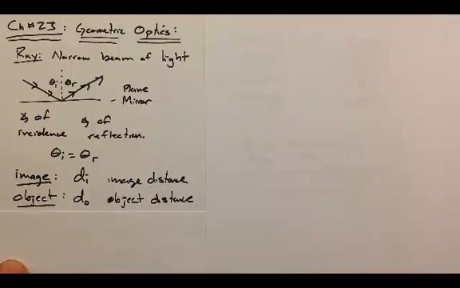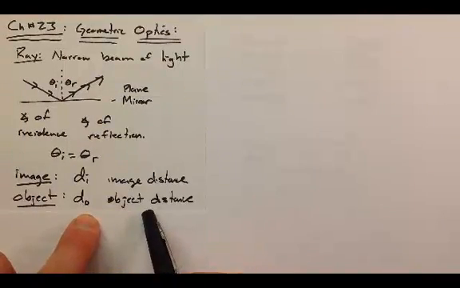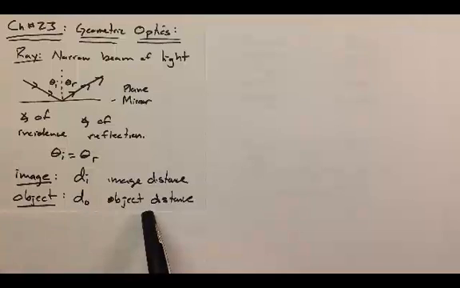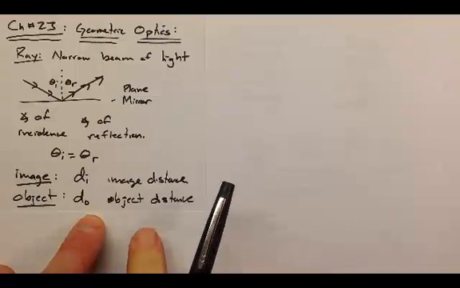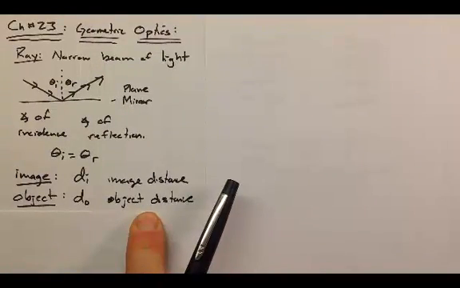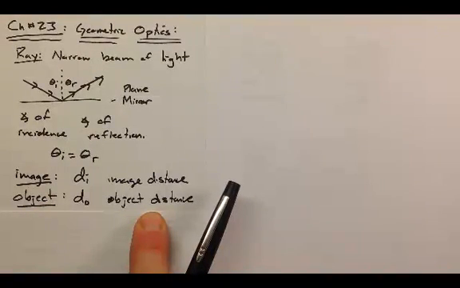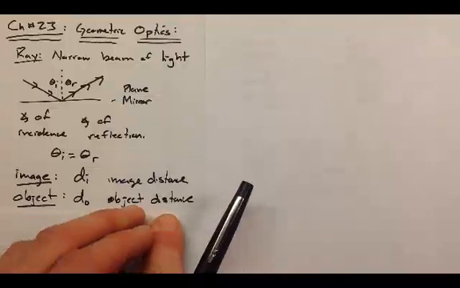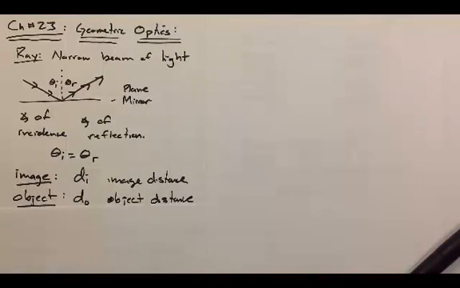Now, when you look at a mirror, you might be standing a certain distance away from a mirror. The distance you are away from a mirror is called the object distance. And maybe it's not you, it's whatever you're looking at in the mirror. So the actual distance the object is from the mirror, we call that the object distance. The distance where the image appears to be is referred to as the image distance.